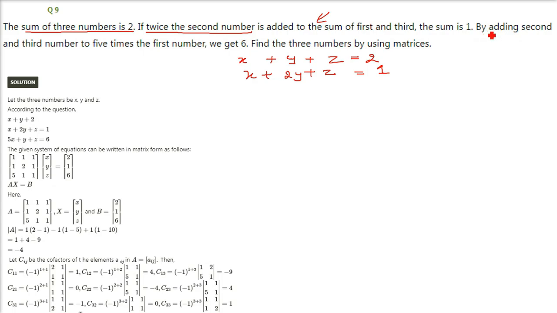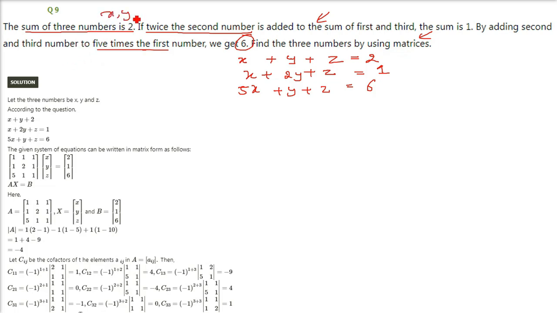Then the third equation. By adding second and third number to 5 times the first number. First number is x, so make it 5x. And add it to the second and third. So we have 5x + y + z, and this is going to be equal to 6. Okay. Now find the three numbers by using matrices.